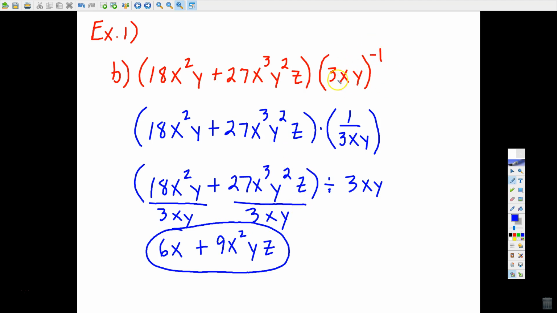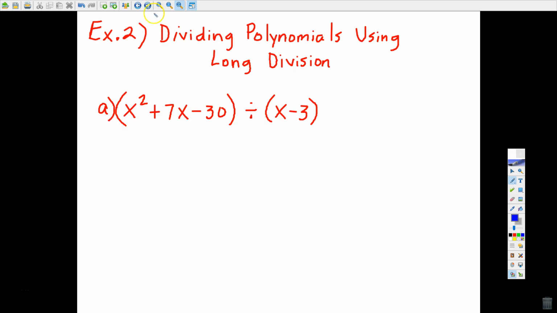Okay, so the big thing here is alerting you as to what this means in your problems when you work on them. Okay, now we get to a different type of problem. Example 2 is going to involve dividing polynomials. We have one polynomial dividing into another polynomial.